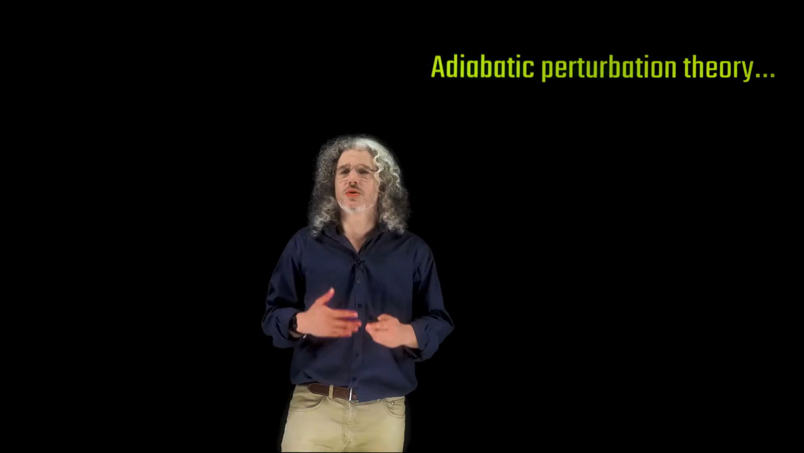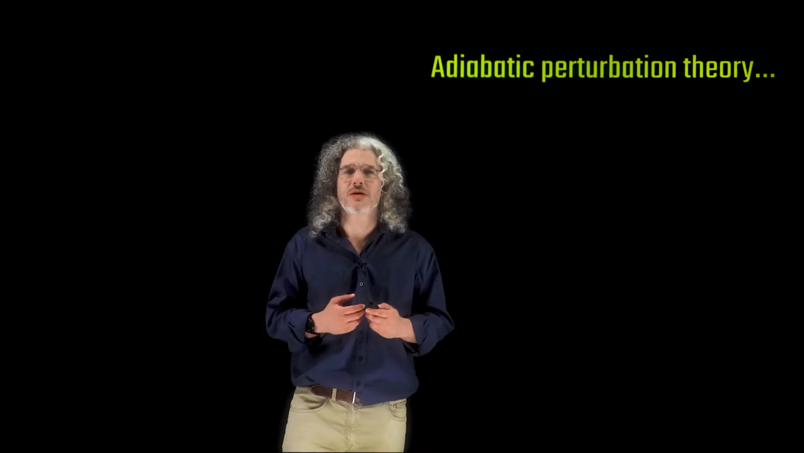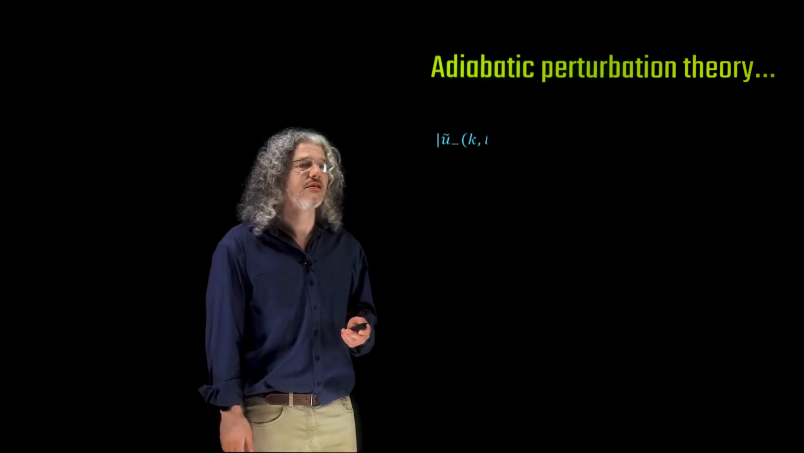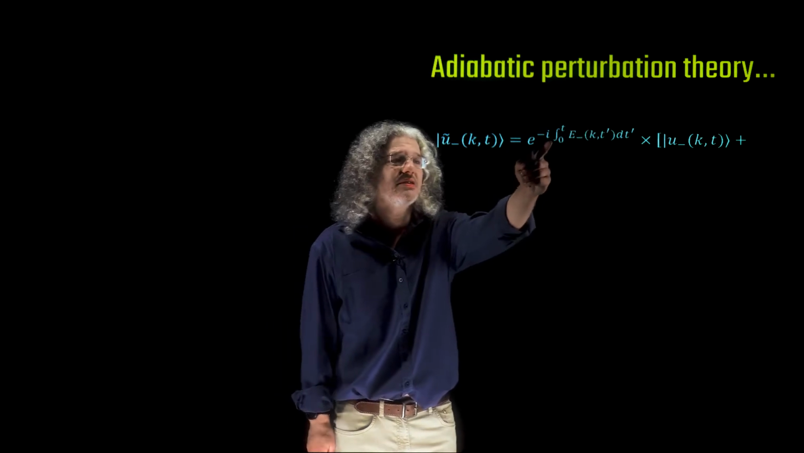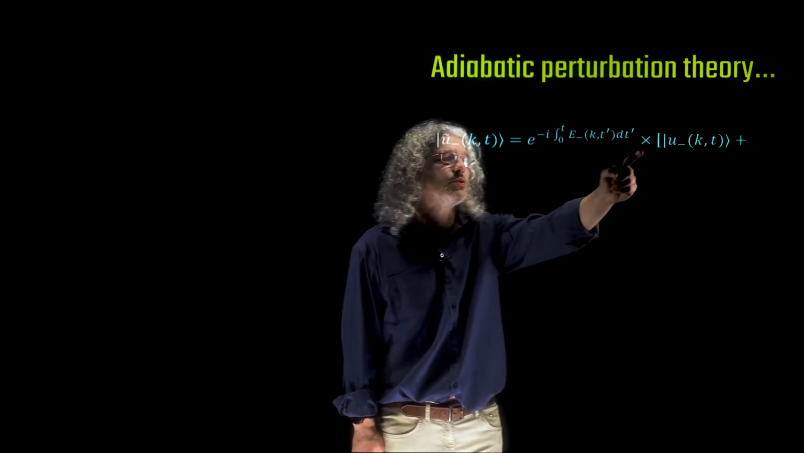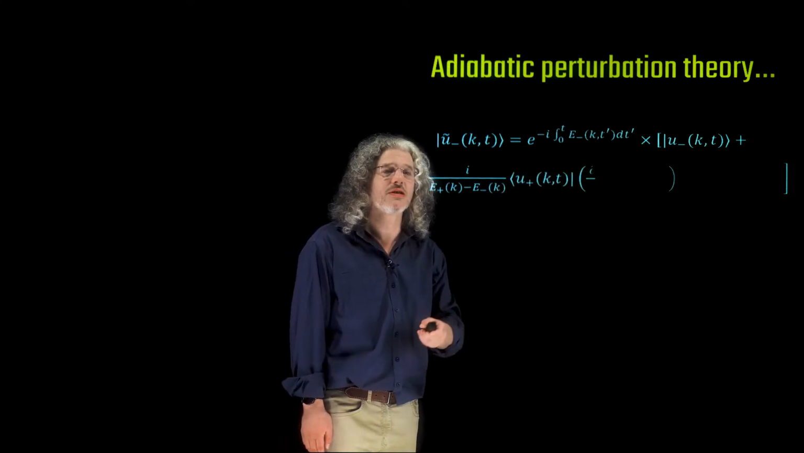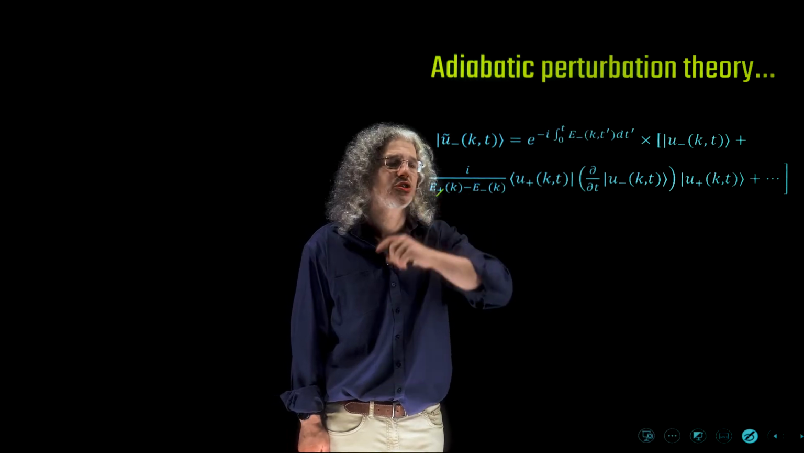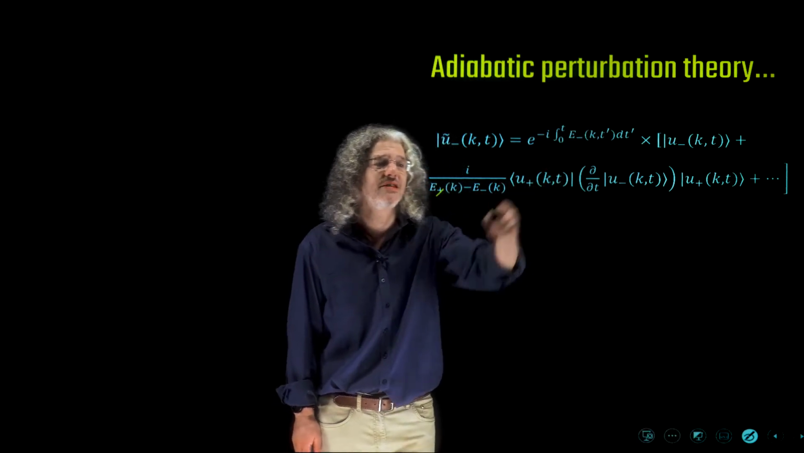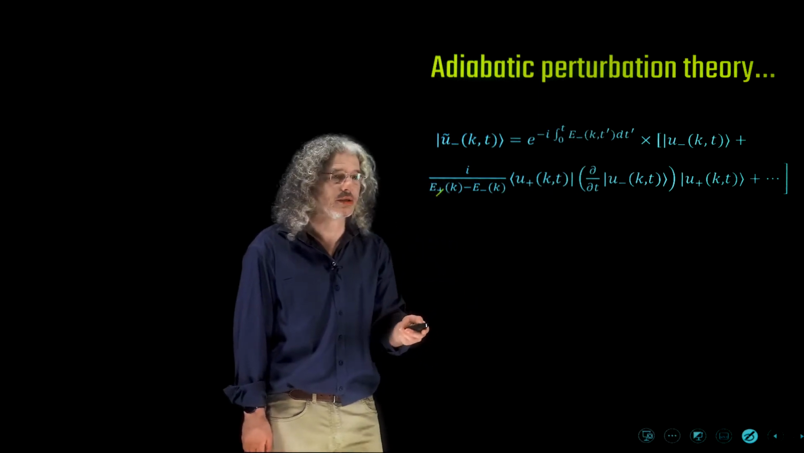So now I remind you what adiabatic perturbation theory is. I'm sure you all saw it in this way or that way; I just remind you for completeness. We write u tilde in terms of u. There is a dynamical phase as a prefactor, and it is equal to u minus plus the correction given by perturbation theory: 1 divided by the energy plus at a given k minus the energy minus at a given k, times u plus, d/dt of u minus at k and t, u plus at k and t, and so on.